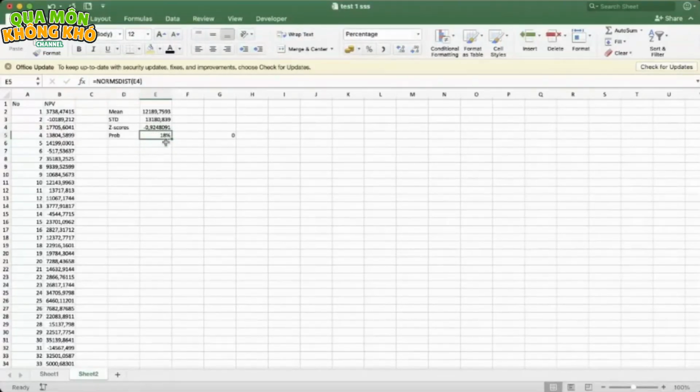From this, we can see that if the NPV is negative, we can easily guess the probability is about 18%. So we can change the NPV to the value we want to test, and we want to get the information about the probabilities. For example, we move to the mean. You can see that the mean is about 12,000. So maybe the NPV is 12,000.